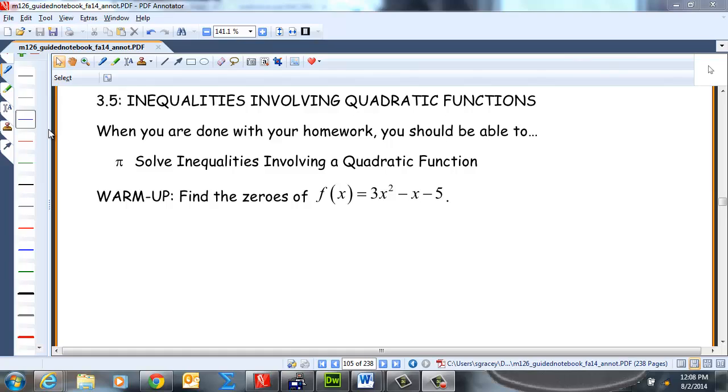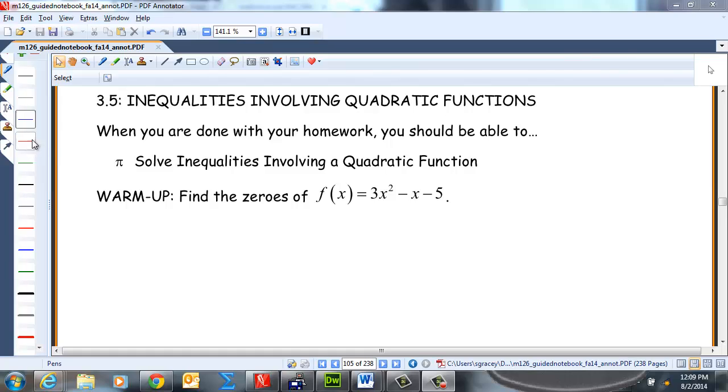Today we'll be covering inequalities involving quadratic functions. This is section 3.5 from the Sullivan and Sullivan Precalculus Enhanced with Graphing Utilities text. So let's get started by warming up. We're going to find the zeros of this quadratic function. So pause the movie and get those brain cells moving.